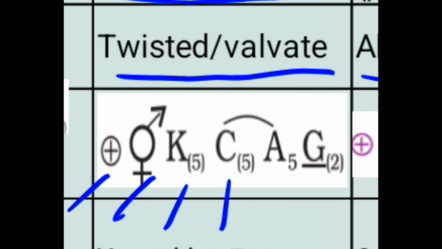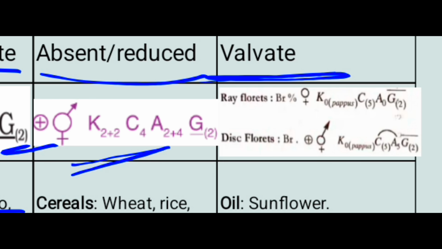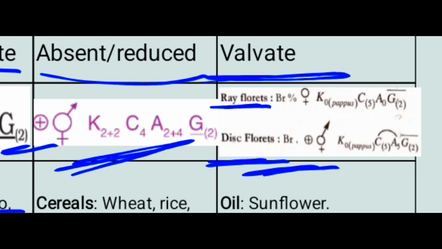Corolla is 5 and fused condition, and also it is fused with androecium, which is epipetalous condition. So A means androecium, polyandrous condition, and C shows the connection between them. Superior ovary. This is Poaceae, Asteraceae. Asteraceae has ray florets and disc florets, and pappus condition.